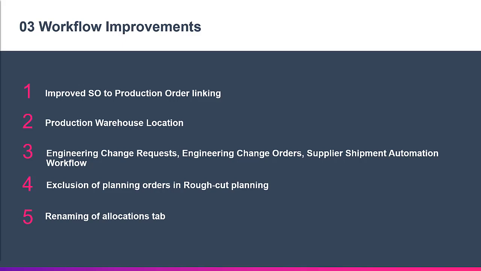Some other workflow improvements have been made in this release, such as the improved sales order to production linking, the production warehouse location attribute, and also the automation steps related to engineering change requests and change orders, and supplier shipments. We also have minor improvements to the rough cut planning screen, and some tabs have been renamed, which we'll quickly run through in the next few minutes.